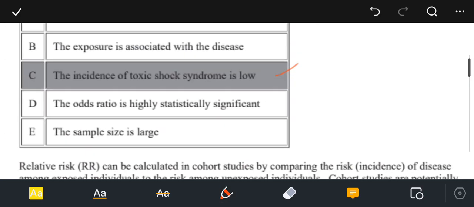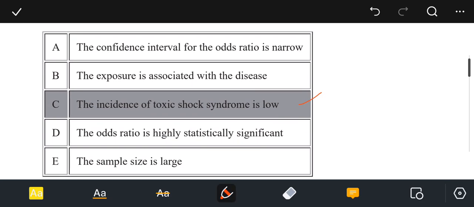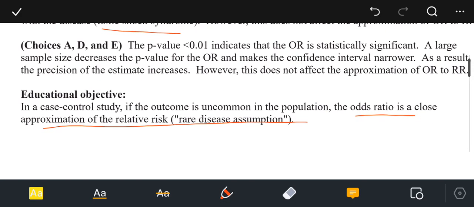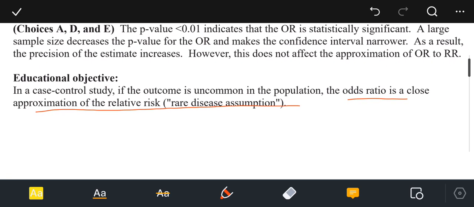Choices A, D, and E were not the options of choice. Option A was that the confidence interval of the odds ratio is narrow. Option D was that the odds ratio is highly statistically significant and the sample size is large. None of them were the option of choice because a p-value less than 0.01 indicates that the odds ratio is statistically significant. A large sample size decreases the p-value and makes the confidence interval narrower. As a result, the precision of the estimate increases. However, this does not affect the approximation of the odds ratio to the relative risk.